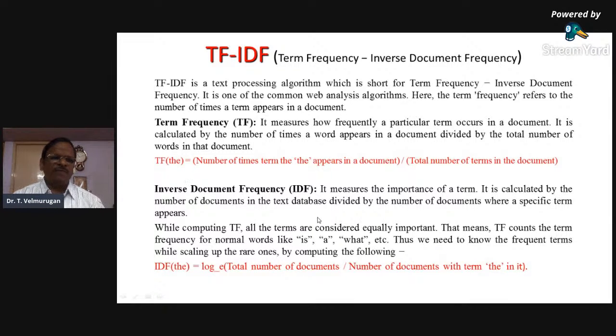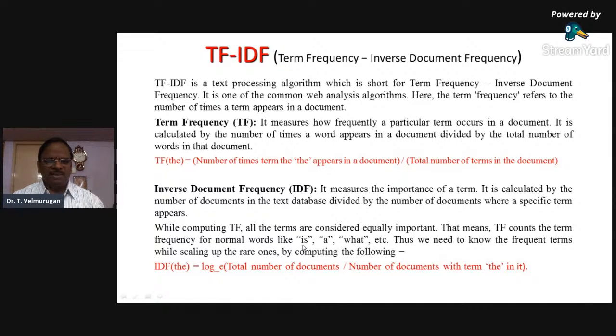Now, what is the inverse document frequency? It measures the importance of a term. What is the importance of a particular term, a particular word? Term means word. It is calculated by the number of documents in the text database divided by the number of documents where a specific term appears.